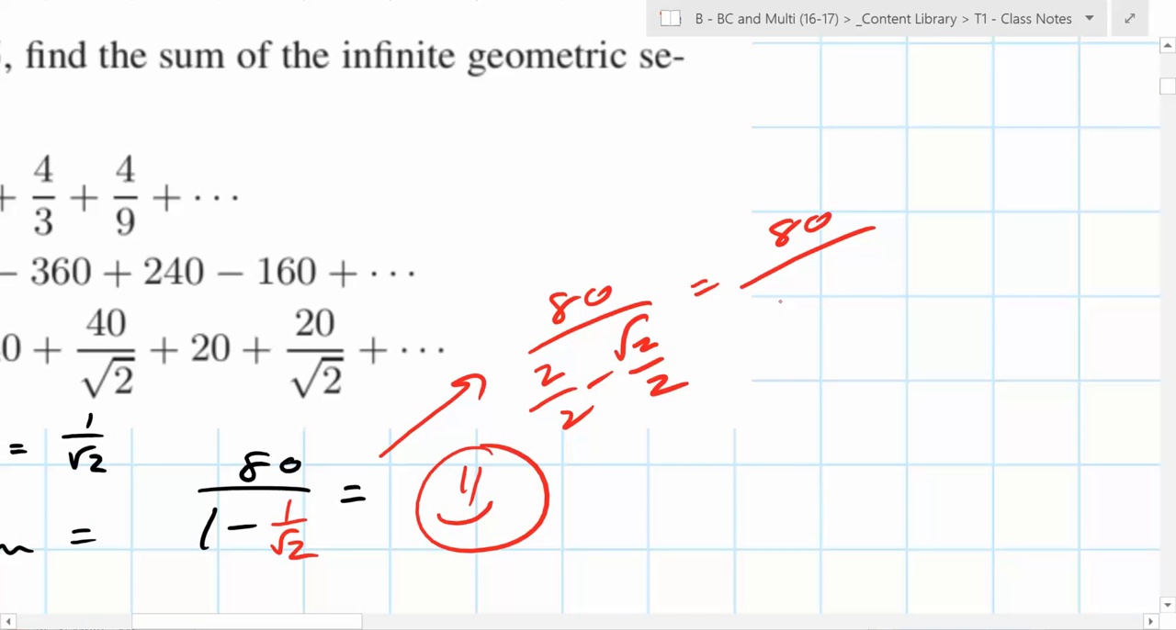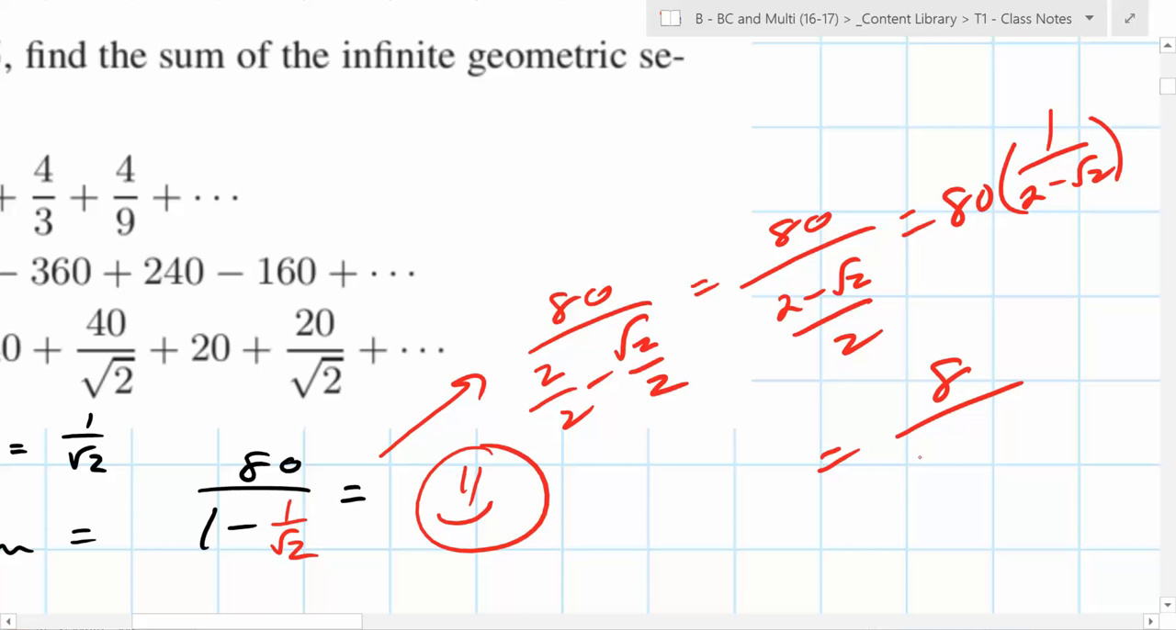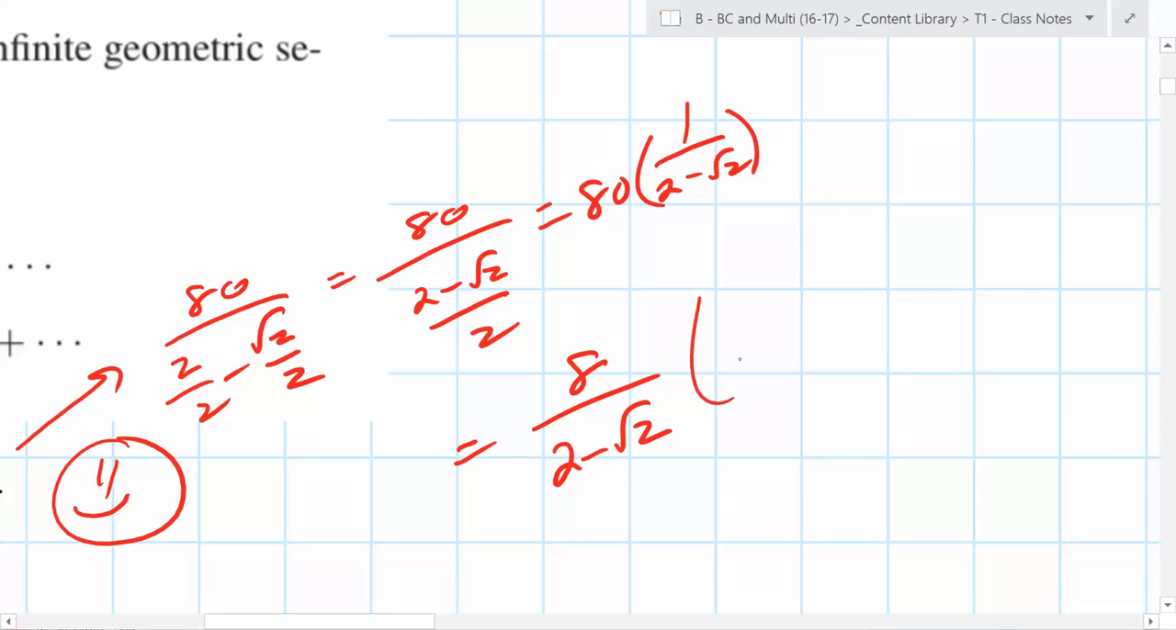So it's 80 over 2 minus root 2 over 2. So that's 80 times what? 1 over what? 2 minus root 2. So then you have 80 over 2 minus root 2. Oh, wait. Oh man, we just went in a circle. If you wanted to rationalize this, what would you multiply by? Does anybody know? 2 plus root 2. Yeah, then you take this and you multiply by 2 plus root 2 over what?